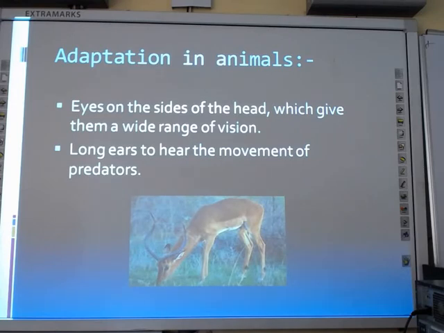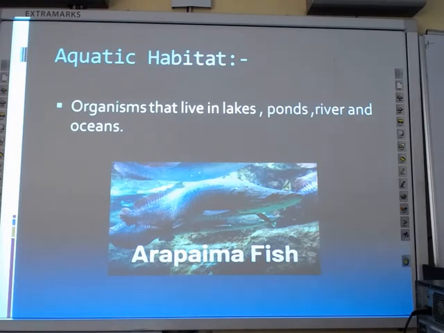Next is long ears to hear the movement of predators. From a very long distance, they can hear the sound of the predators coming, and so they can hide themselves and protect themselves from the predators. These are the adaptations in animals which are found in grasslands. Aquatic habitat. The grassland, desert, mountain, all these habitats come under the terrestrial habitat.